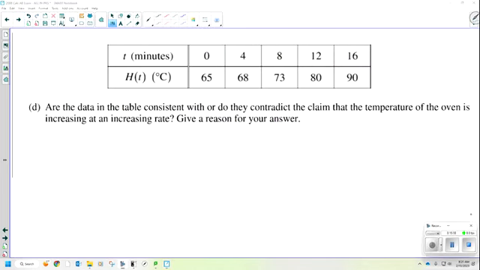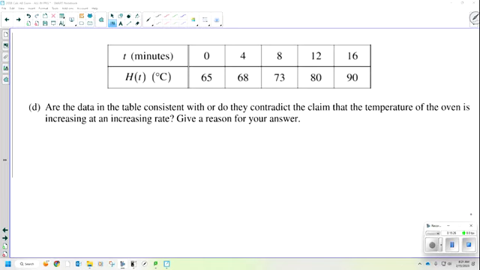3D, and this is the last part to free response question three. Are the data in the table consistent with, or do they contradict the claim that the temperature of the oven is increasing at an increasing rate? Give a reason for your answer. Okay, this is going to be another easy one if you understand it.